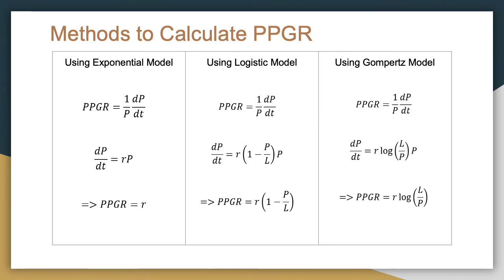In conclusion, for the exponential model, PPGR is equal to r. For the logistic model, PPGR is equal to r times (1 minus p over L), since p and p got cancelled. And for the Gompertz model, PPGR is equal to r times log(L over p). Again, p and p get cancelled. Note that contrary to the exponential model, the logistic model and Gompertz model require the population and limiting population in addition to the growth rate to calculate PPGR, whereas the exponential model only requires the growth rate to find the PPGR.